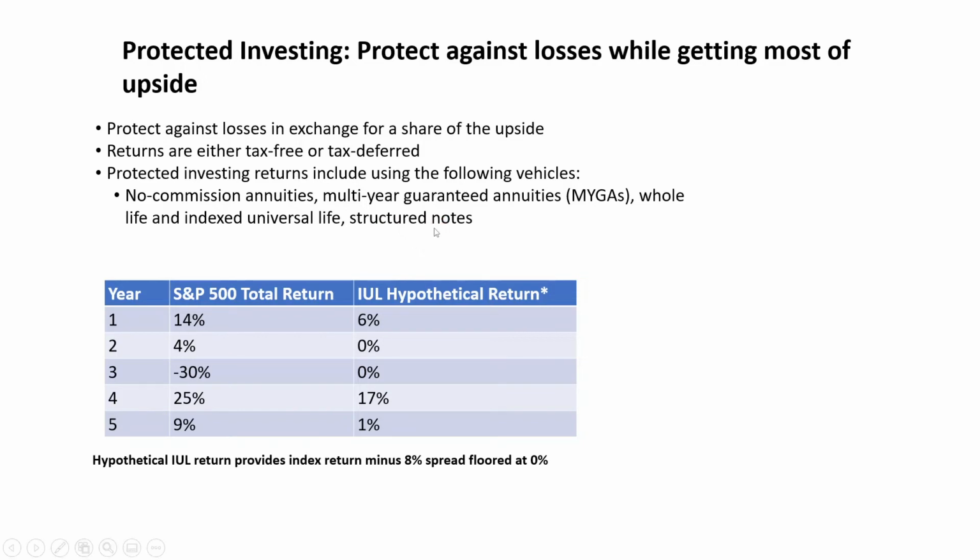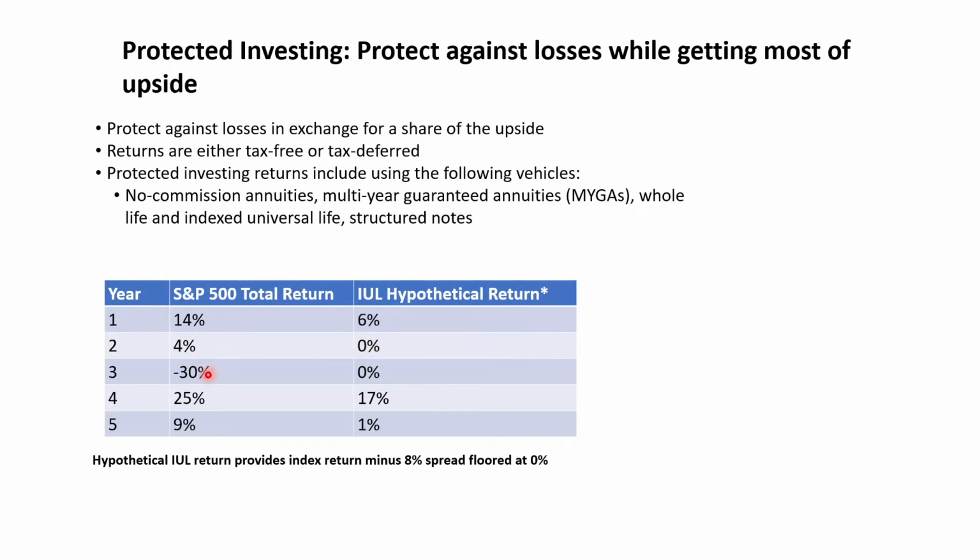Now I'm going to use an example of one of these vehicles, the indexed universal life. How it works is you get a part of the index return subject to a spread. In this case, you're getting the return minus 8%, and it's floored at 0%. So you're not getting any of the losses. We're going to look at examples of what you'd be earning here, and these are hypothetical. Here's your S&P total return for year 1. It's 14%. If we subtract the 8% spread, you're getting 6%. Year 2 is 4%. We subtract the 8% spread, that's negative, so it's floored at 0. You're getting a 0% return.